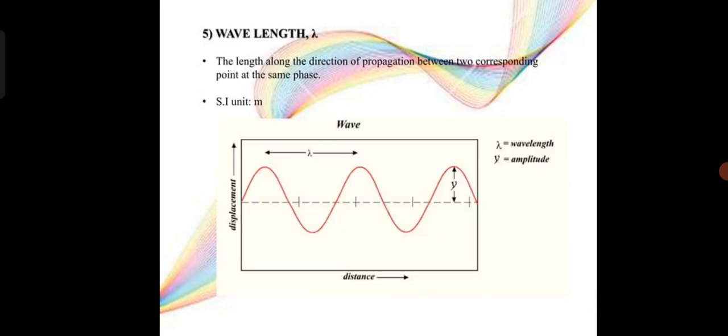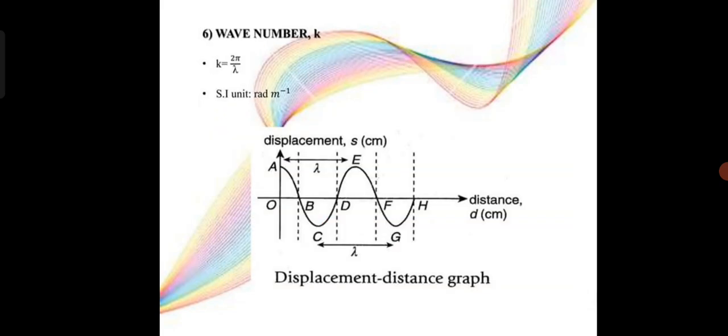And the fifth one is wavelength, denoted by the symbol lambda, the length along the direction of propagation between two corresponding points of the same phase. It means that from one crest to the other crest, the distance is taken as lambda, and it is also known as wavelength, and its SI unit is meters, where you can identify the graph as shown in the figure, where x is taken as distance and the y-axis is taken as displacement, where lambda is the distance from one crest to the other crest.